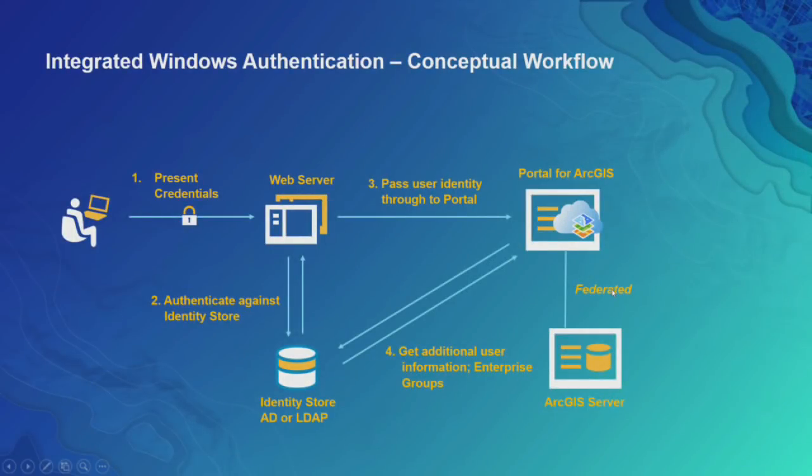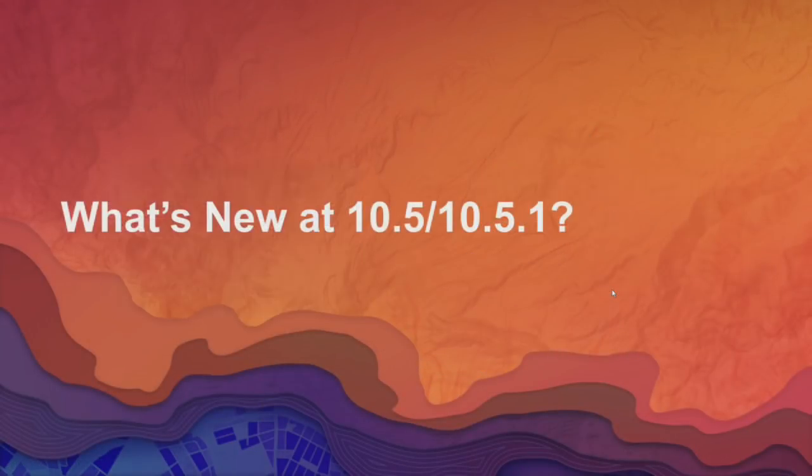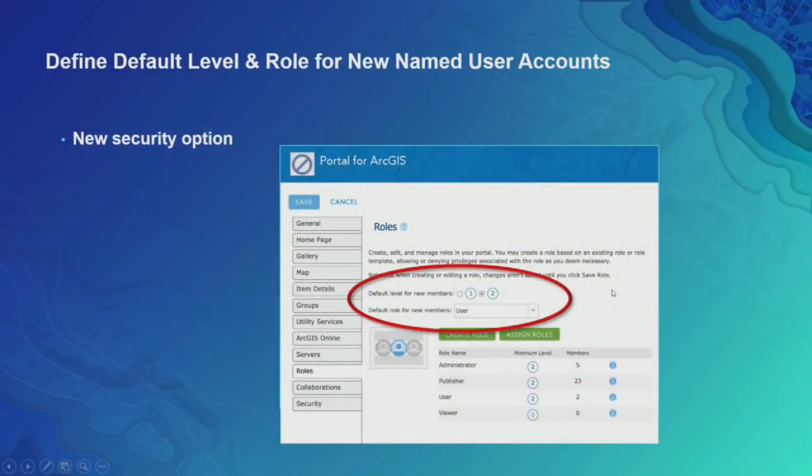All right, so we're on the home stretch now. Just a few final slides of things that have come along in 10.5 that you, as a Portal administrator, need to be aware of to do your job. So one thing to be aware of at 10.5 is that we now have the concept of level 1 and level 2 named users. And you have the ability to manage these users as well as roles through the UI. So you get to decide which users are level 1, level 2, as well as the default role for new members as they come in.